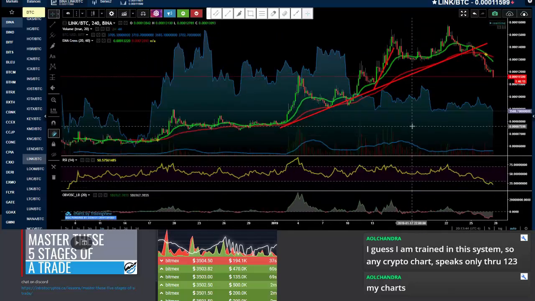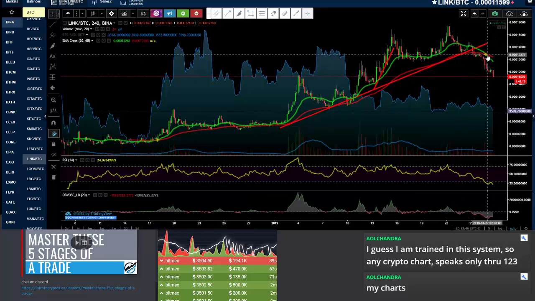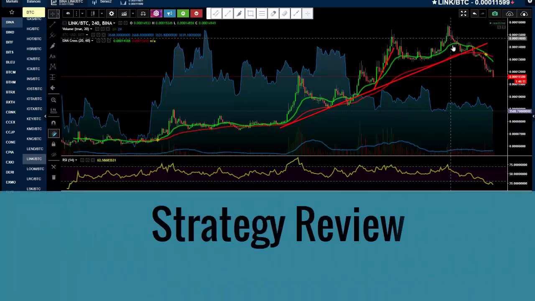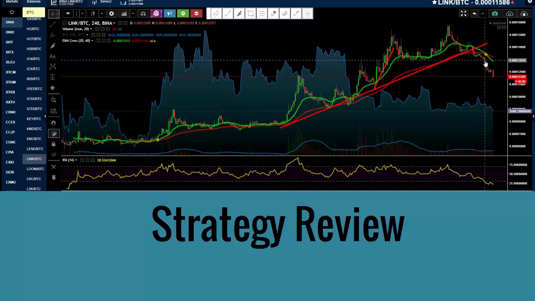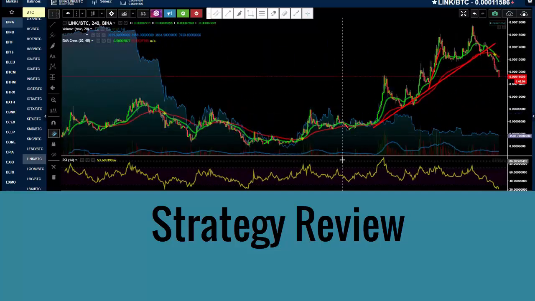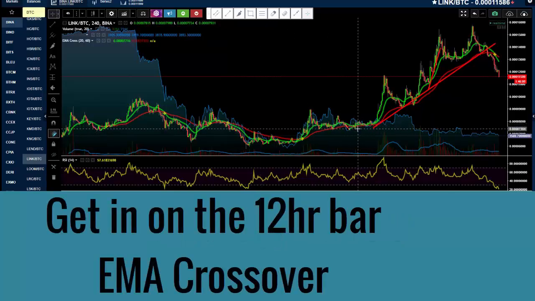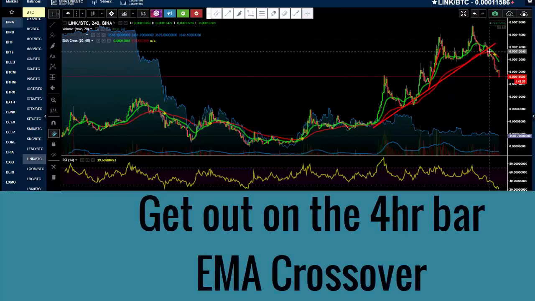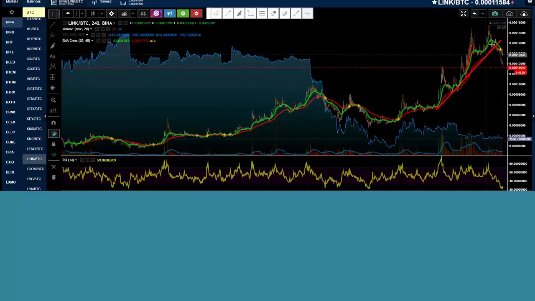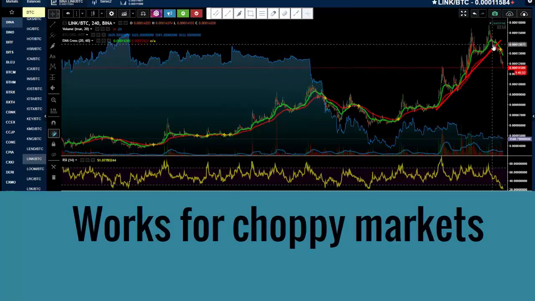So here with the 4-hour bars, the moving averages crossed over pretty close afterwards. We can see this is a 1, 2, 3 top. Prices started breaking and the moving averages crossed. So some of our strategies say to get in on the moving average crossover for the 12-hour bars and get out on the 4-hour bars when that moving average crosses over. This keeps the trades tighter and works much better for choppy markets for keeping the profits that you've made.